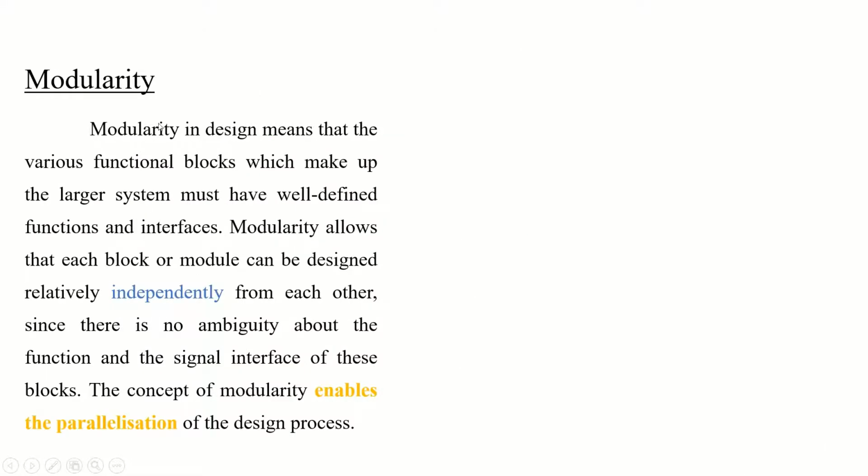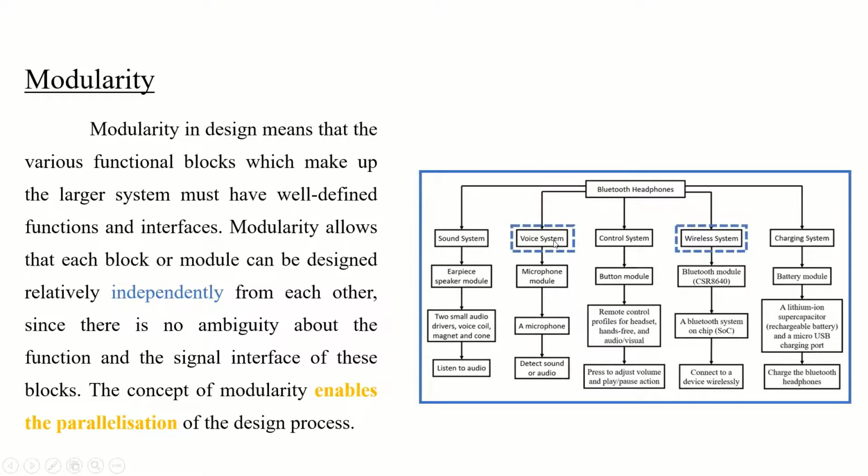Modularity in design means that the various functional blocks which make up the larger system must have well-defined functions and interfaces. Modularity allows that each block or module can be designed relatively independently from each other. As we can see here, the voice system has no influence to the wireless system and vice versa. To be more particular, all systems here have no effect among each other, so they work independently since there is no ambiguity about the function and the signal interface of these blocks.